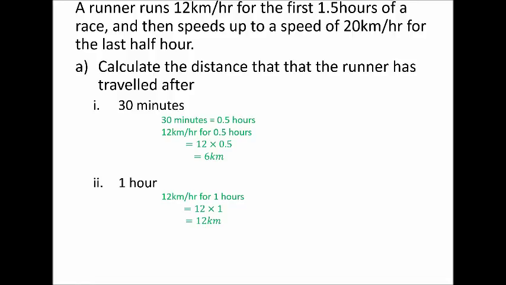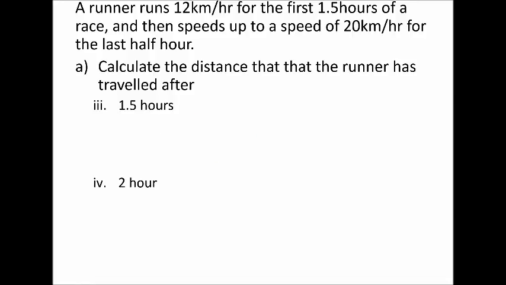Part III, 1.5 hours. Again, give it a go yourself. 12 kilometers an hour, and this is where we have to start thinking a little bit, for the first 1.5 hours. So they're traveling that speed the entire time. 12 times 1.5, that's 18 kilometers. Probably sitting there thinking, oh geez, Mr. Templin, this is too easy. We have some sort of a challenge? Well, fear not, friends. Here we are. Part IV.